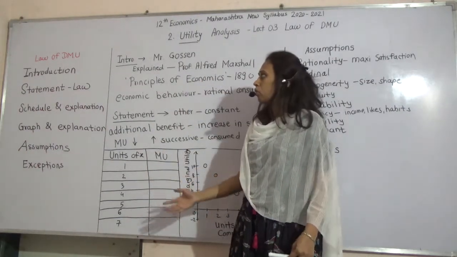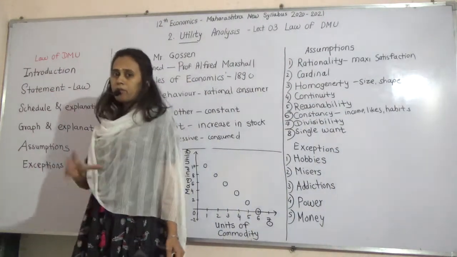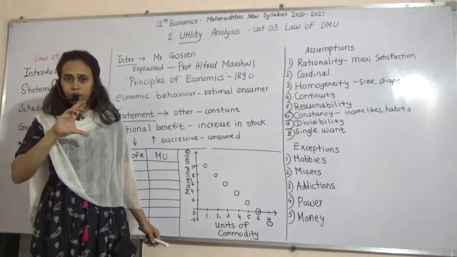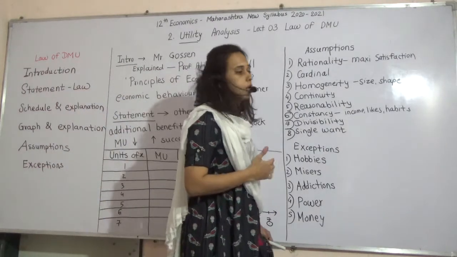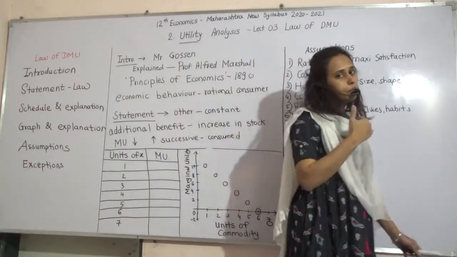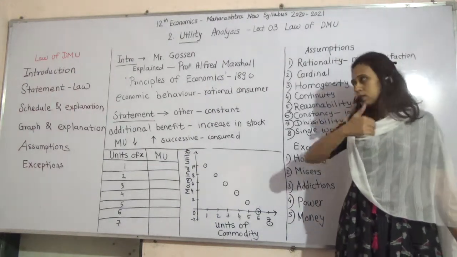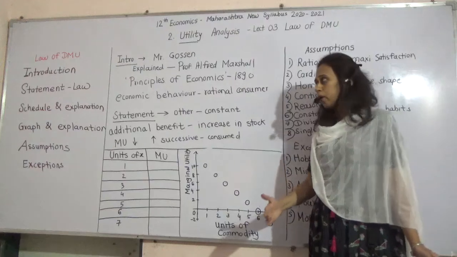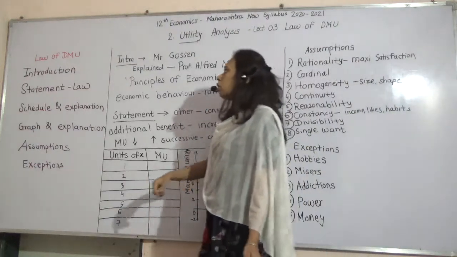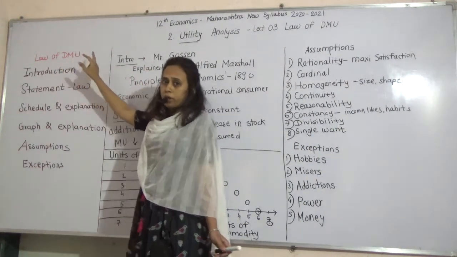when you go out and you are very thirsty, at that time, when you drink the first glass of water, it gives you more satisfaction. Then the second, compared to the first, gives less satisfaction. Likewise, in successive units, your satisfaction level goes down, and that is called DMU, diminishing marginal utility.